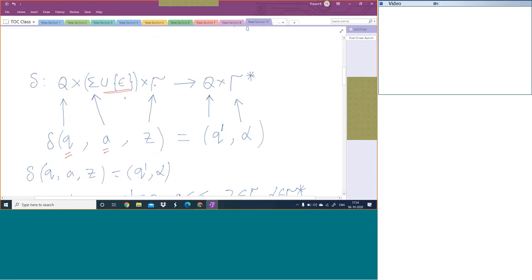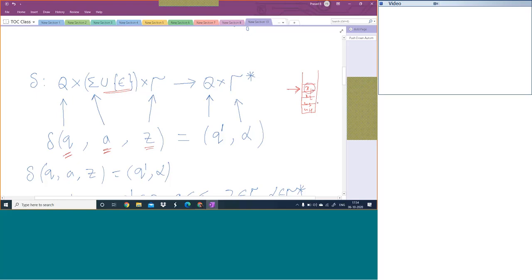Tau is a set of stack symbols. So in every transaction it takes the state, the input symbol, and the stack symbol from the stack. Suppose this is the stack, and suppose these are the symbols in the stack: x1, x2, x3, x4. In every transaction it takes only the topmost symbol. So whatever the topmost symbol in the stack, that symbol will be taken by the PDA.